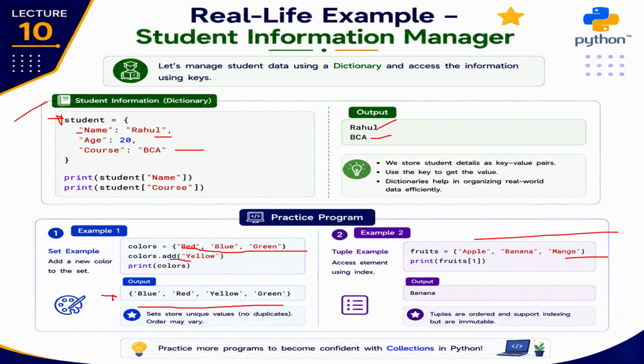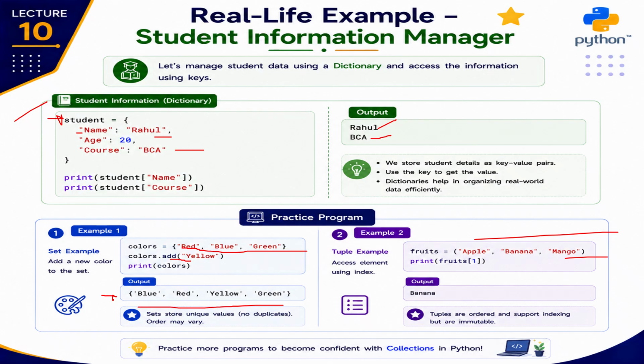Which fruit is at index 1? At 0 we have apple, at 1 we have banana. So index 1 refers to the second element, so the output will be banana. Tuples support indexing, but they are immutable, which means their values cannot be changed. So if here it is 2, then the value will be mango. If here it is 0, the value will be apple.